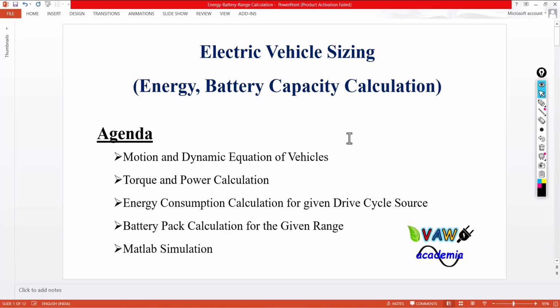In this video, we are going to discuss how to calculate the energy and battery capacity for the given electric vehicle. The agenda of this video is only to calculate the energy from the given vehicle. So how much energy is consumed by the vehicle and what is the battery capacity required to satisfy that vehicle.